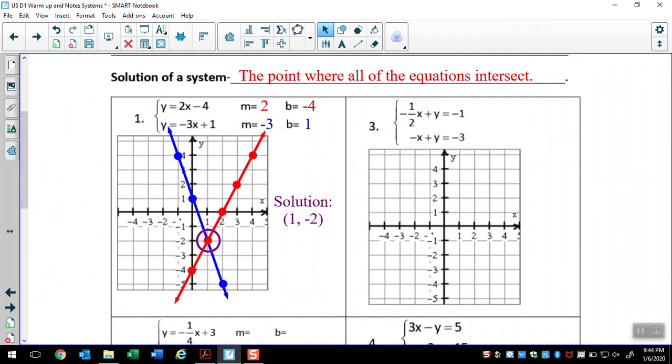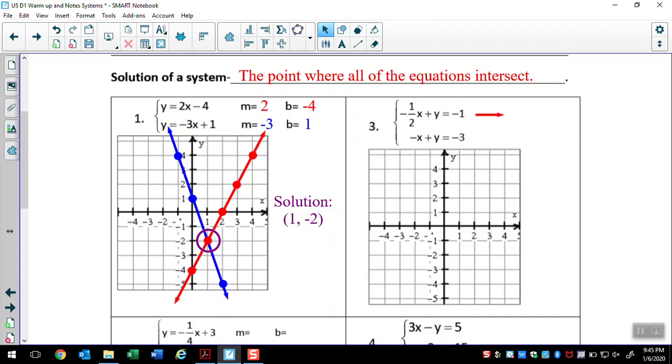All right, number 3. So this time we want to graph, but again, we have equations that are not in slope-intercept form. So we need to get them there. In order to do that, I've got to isolate y. These are actually pretty nice because y does not have any coefficients for both equations. So all I have to do is take this x term and move it over to here.